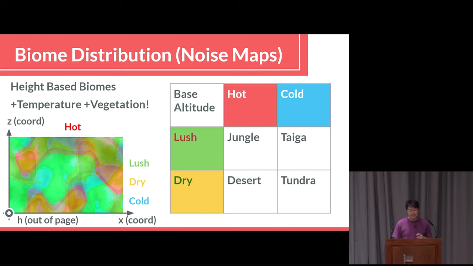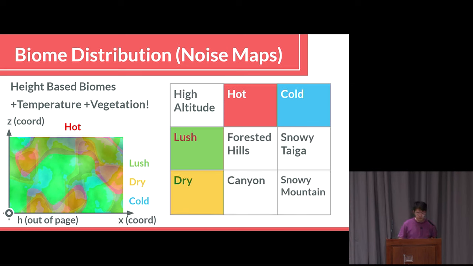For example, if an XZ coordinate is hot and lush, we can declare that to be a jungle based on two randomised noise functions. Not to forget, since we also have the height information, we now have three parameters to distribute our biomes with. We can use height in order to separate low areas with higher altitude variance, and this is one of the more basic ways to choose where all the biomes go, right?